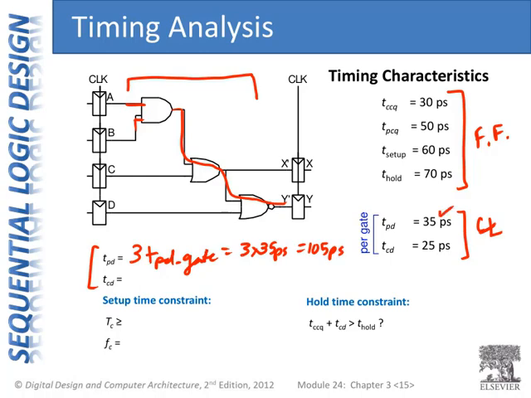And TCD, well, where's the fastest path here? From D to Y prime is fast, and also from C to X prime. So that's a single gate delay. We make sure we use the contamination delay. We want the fastest it could get from an input, in this case C or D, to an output. So this is a single contamination delay of a gate. So that's 25 picoseconds.